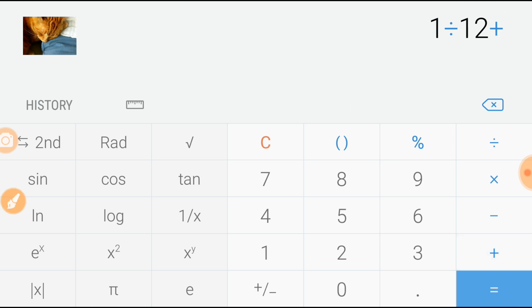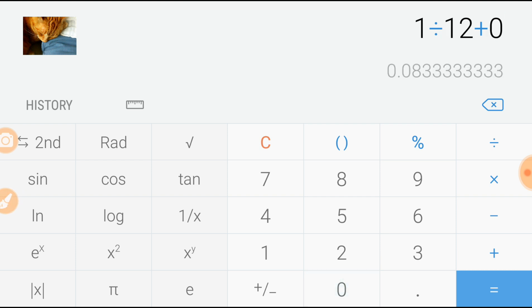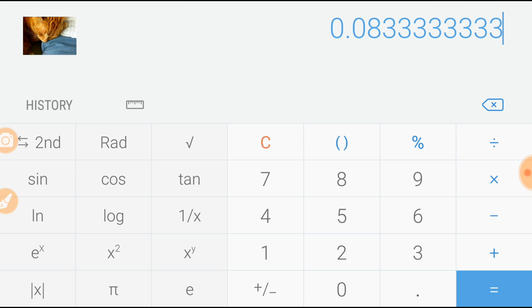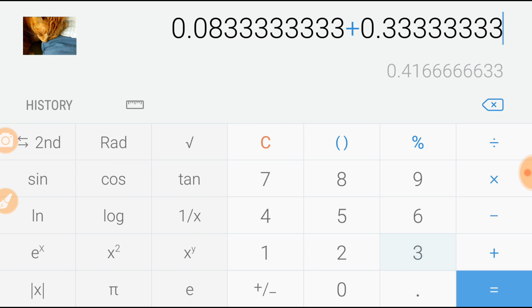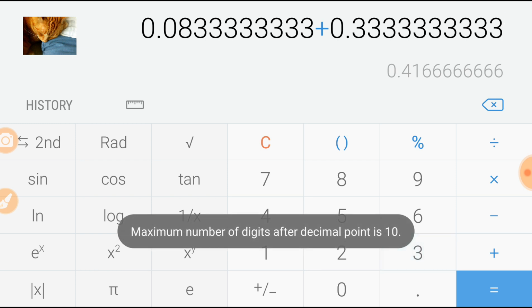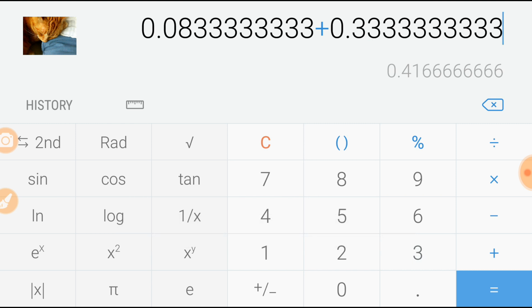Okay. We know what a third is. It's 0.333 recurring, isn't it? Let's just get that off properly. 1 divided by 12. That is a 12th. Let's add that to a third, which we know is 0.3333 recurring. Keep going. See how they change to sixes the more you keep going. That's as far as it will go on my calculator here.